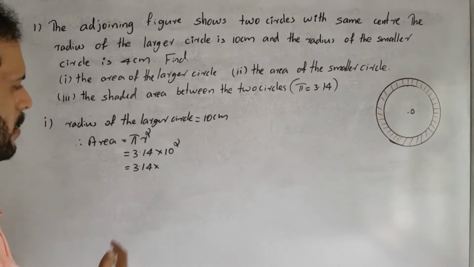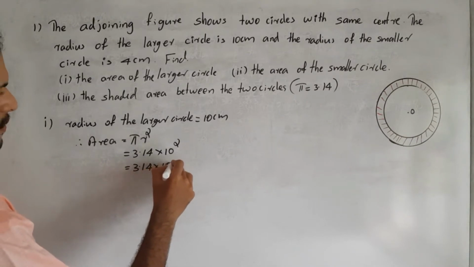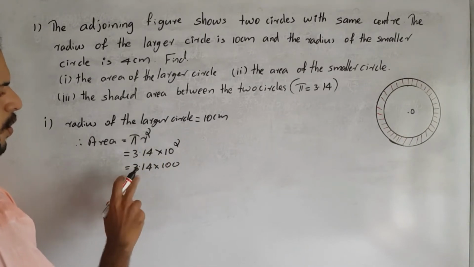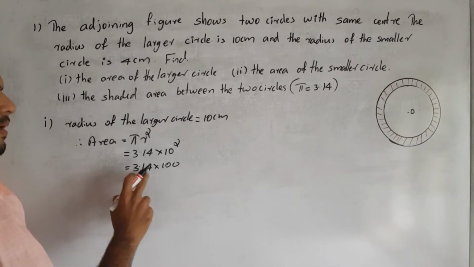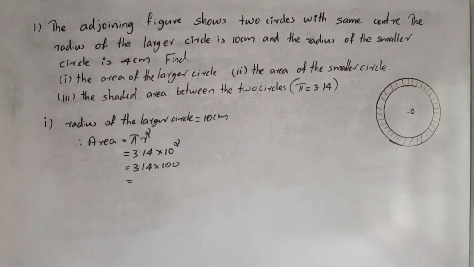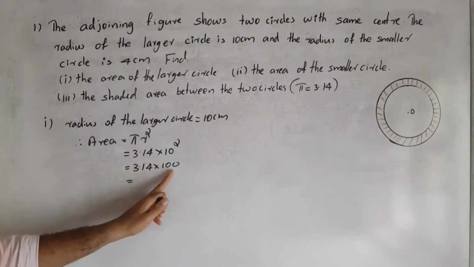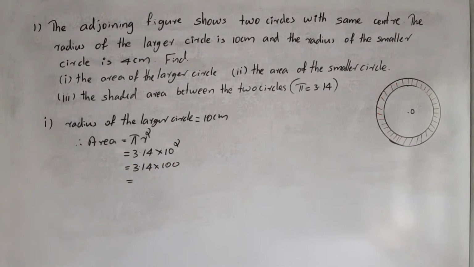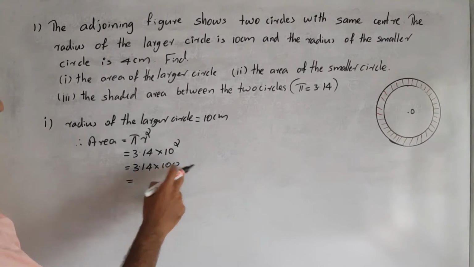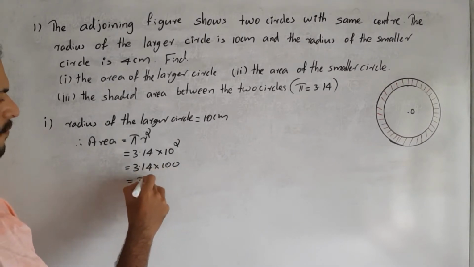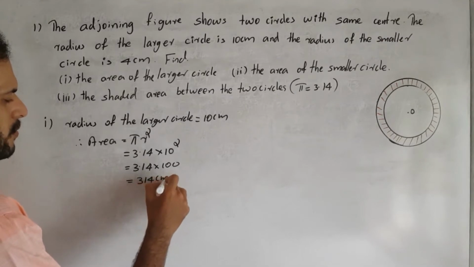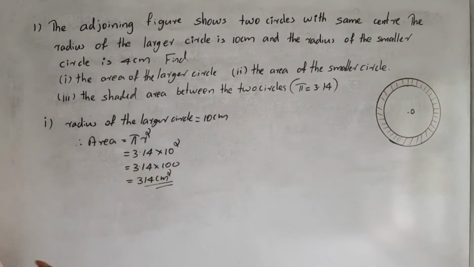What is 10 into 10? 10 into 10 is 100. Correct? Then we know when we multiply a decimal number by 100, what happens? Yes, the decimal point moves how many steps back? Two steps back, according to the number of zeros. So 3.14 into 100 is equal to 314 square centimeter. Okay, so what is the area of the larger circle? Area of the larger circle is equal to 314 square centimeter. Then next, what is the next?